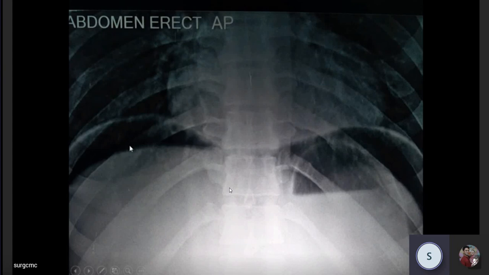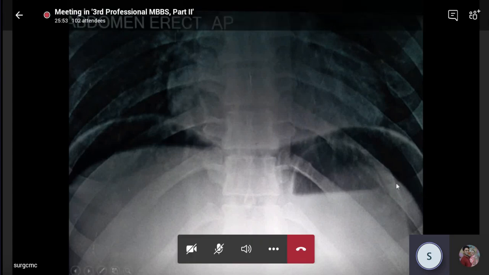This is the gas under the right hemidiaphragm. You can see the margin of the stomach and you can see there is free gas. And what this level is, anybody? Why is the straight line here?